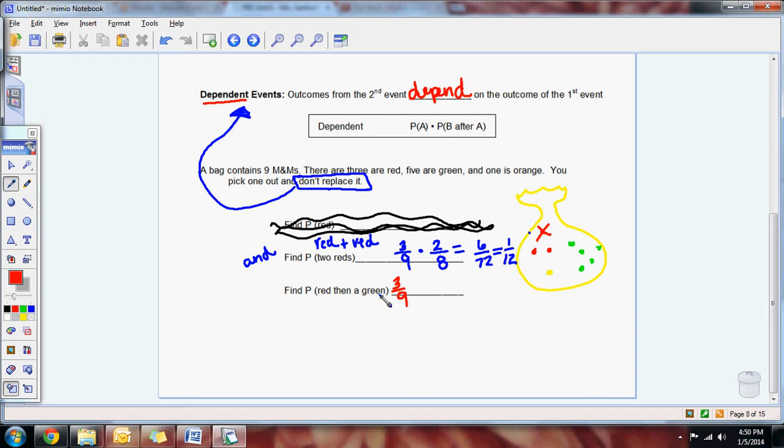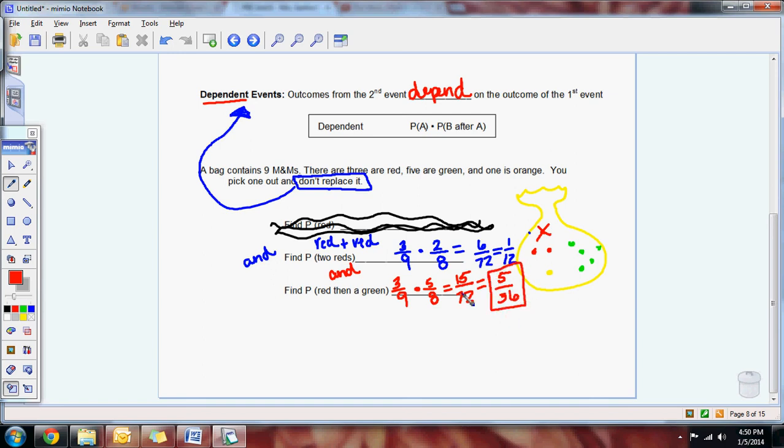So now what's my probability of pulling out a green? Well, there's 5 greens, but there's not 9 M&Ms anymore because I pulled one out. So 5 over 8. Okay, you don't see it here, but it's really saying red and then a green. So we're going to multiply. So we're going to get 15 over 72 again. We can divide by 3 and get 5 over 36. And so that's our probability.